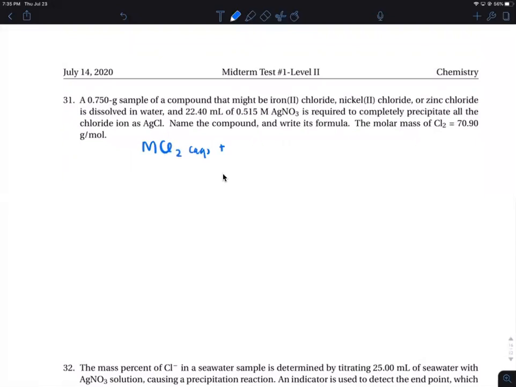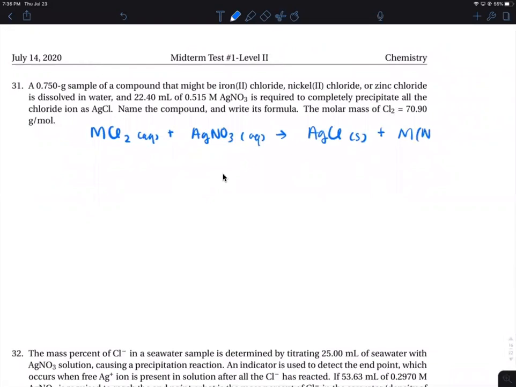So to that we add AgNO3, and we form the insoluble AgCl and then some other product, M(NO3)2 too. So we go and balance it. Since the metal is a +2 ion and chloride is a -1 ion, the formula is MCl2, and similarly this is M(NO3)2 too.